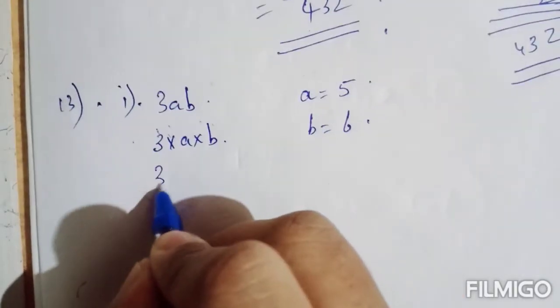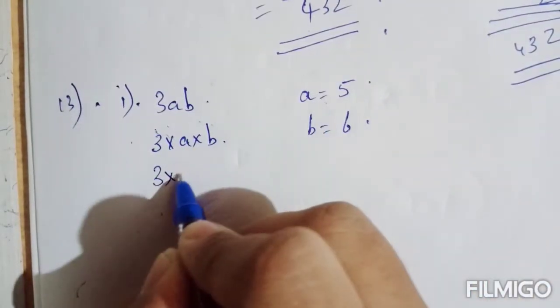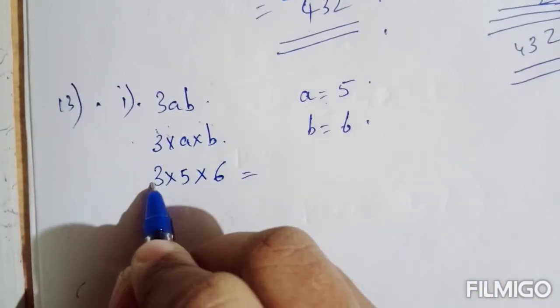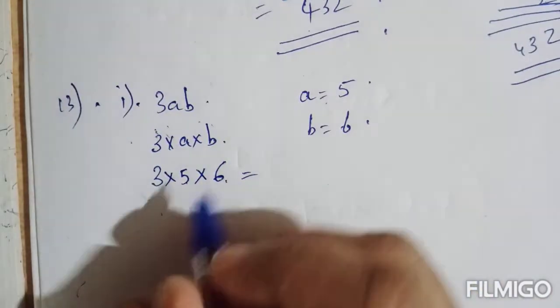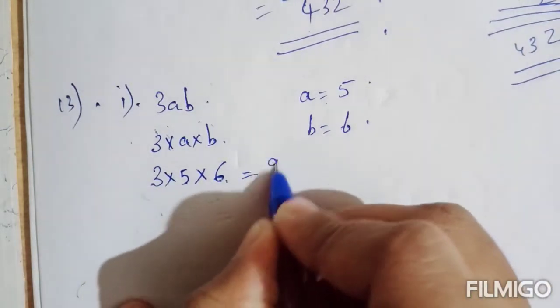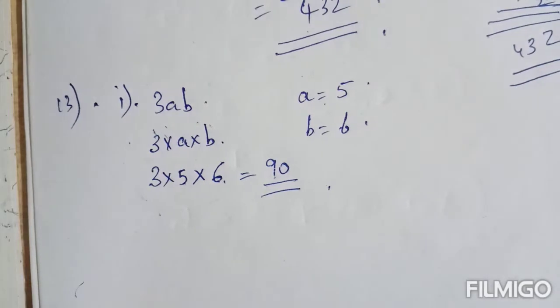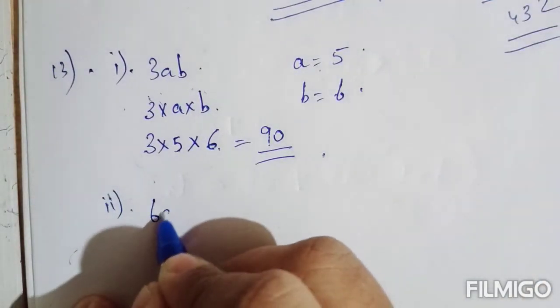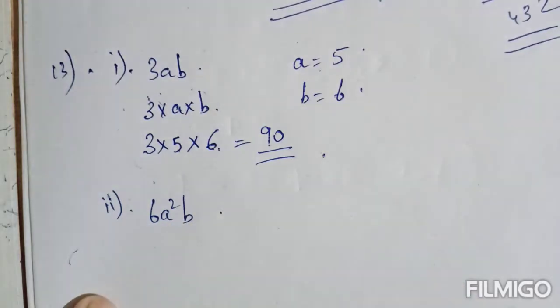That is 3 into A value it is 5 into B value it is 6. 3 into 5 into 6. So 6 into 5 30, 30 into 3 it is 90. 90 will be the answer. Okay. Second one, 6A square B.